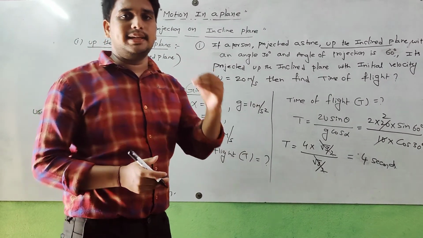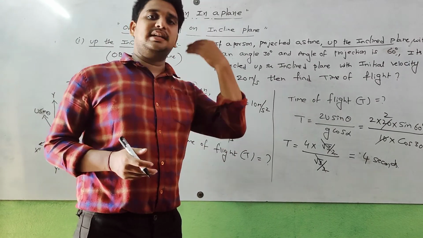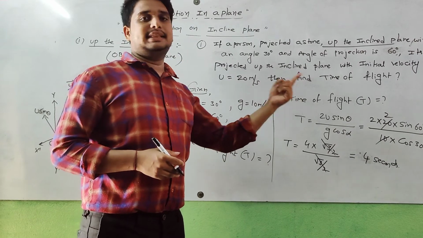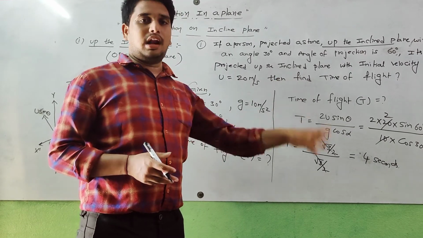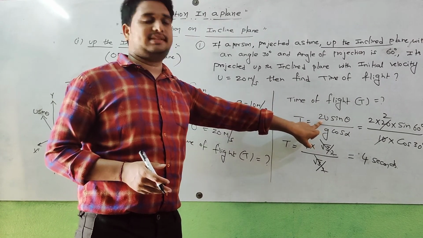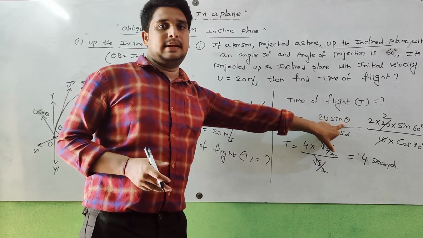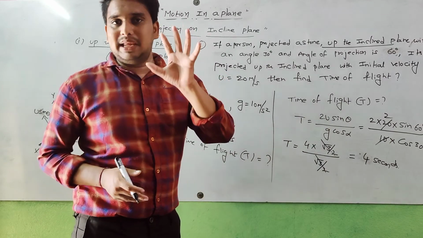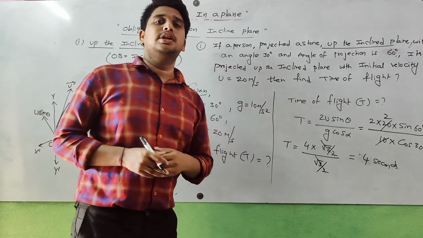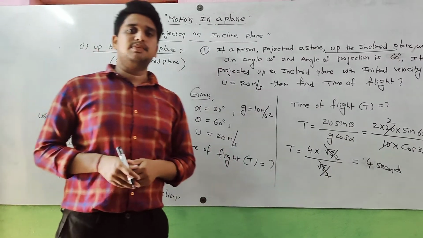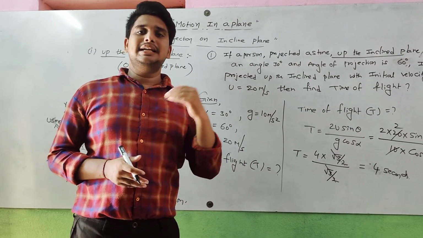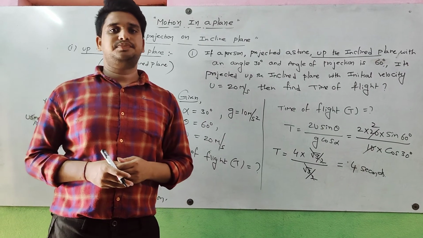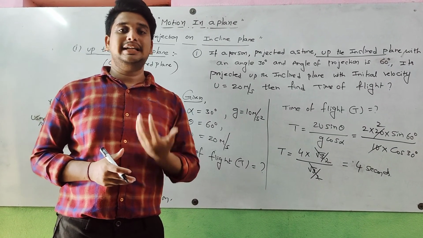So when a body is projected up the inclined plane, the time of flight formula is 2u sin theta by g cos alpha. U means initial velocity, theta means angle of projection, alpha means inclined plane angle. So this is the solution for this question. I hope you have clearly understood this lecture after completion of this solution. I think you got a clear idea.